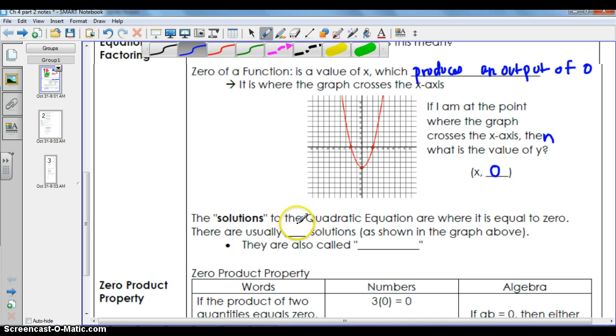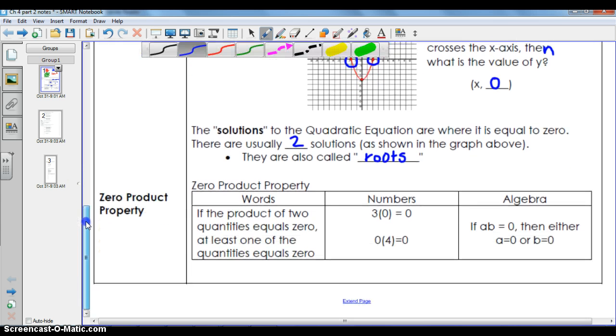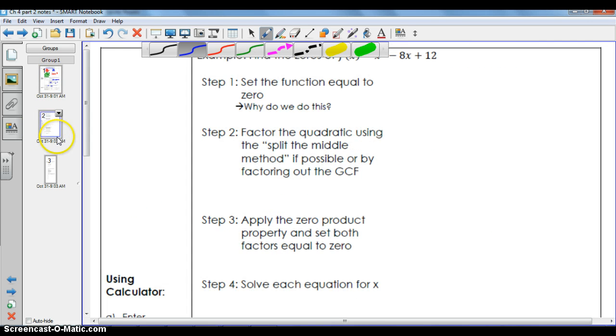There are usually 2 solutions, as we have seen before from our last lesson, and they are also called the roots, which we've seen before. So roots, zeros, solutions, kind of the same thing. So if the product of 2 quantities equals 0, at least one of the quantities then is 0. So if it's a times b equals 0, then either a or b could be 0, because that's how we get 0 when we multiply. At least one of them is 0.